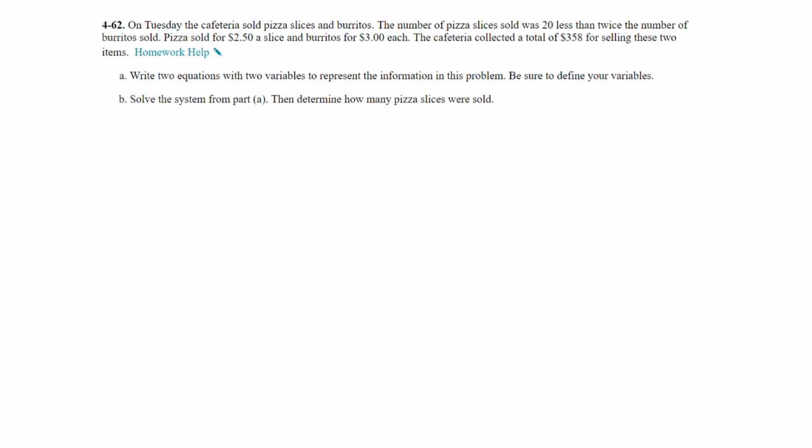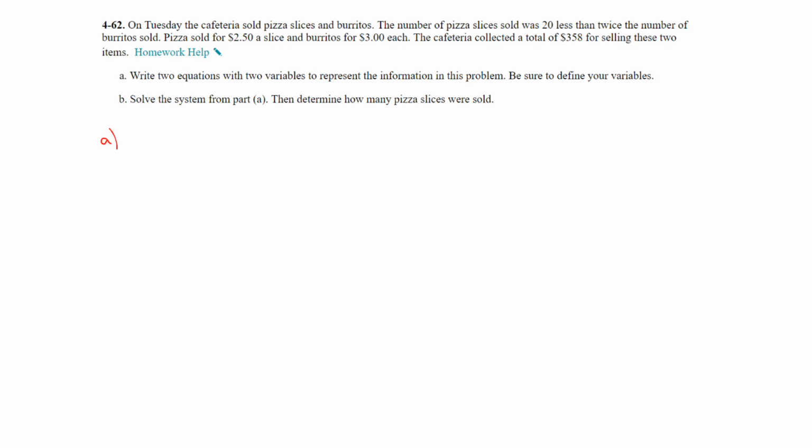Problem 62. On Tuesday, the cafeteria sold pizza slices and burritos. The number of pizza slices sold was 20 less than twice the number of burritos sold. Pizza sold for $2.50 a slice, and burritos sold for $3 each. The cafeteria collected a total of $358 for selling these two items. Write two equations with two variables to represent the information in this problem. Be sure to define your variables.